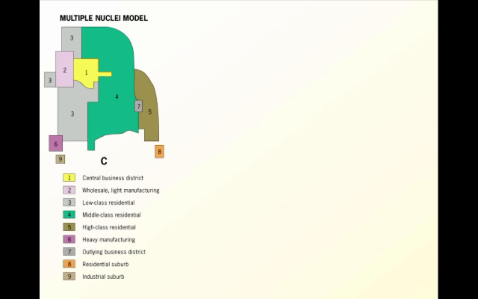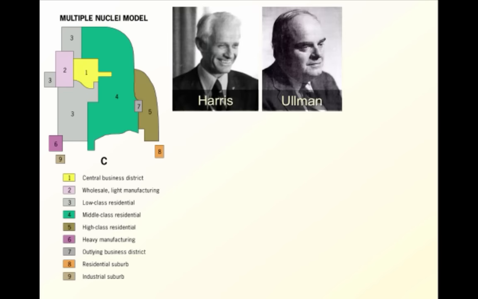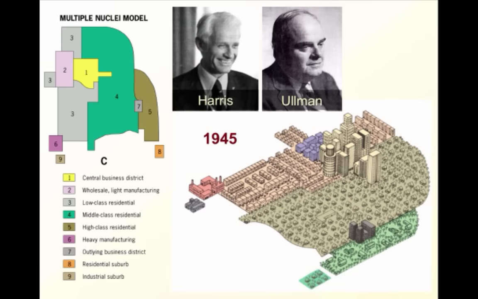So that brings us to the multiple nuclei model, which was developed by Chauncey Harris and Edward Ullman around 1945. Now, they made the argument that neither of the previous two models were accurate, that the CBD was losing its dominant position as the nucleus of the urban area, and that several nodes of growth could be seen, which is why when you look at this model, which is not one that you would need to memorize in its shape or form, you can see more of the disjointed nature of the city. The separate nuclei would become specialized, and they would not be located in any true relation to any distance attribute.